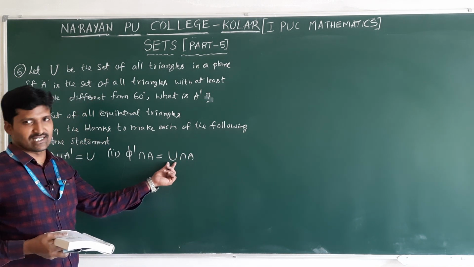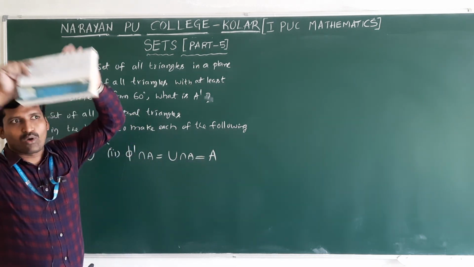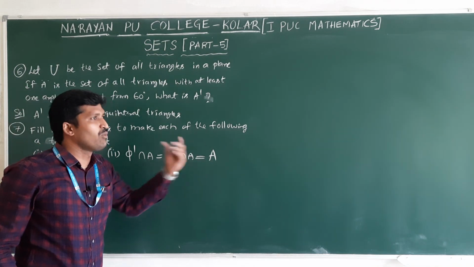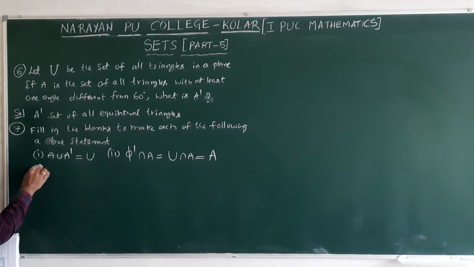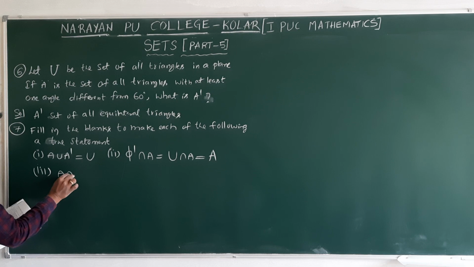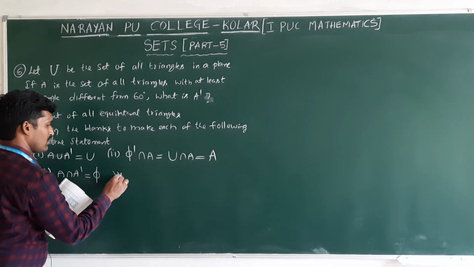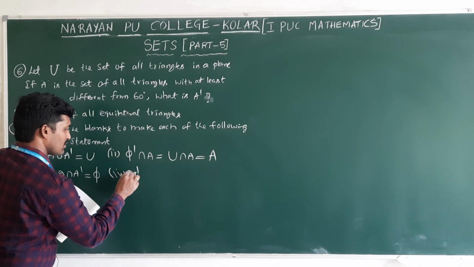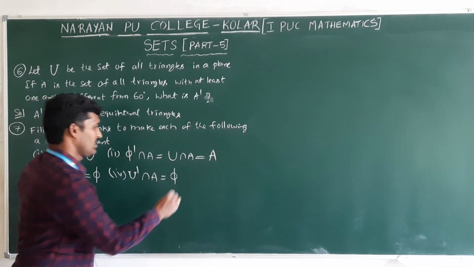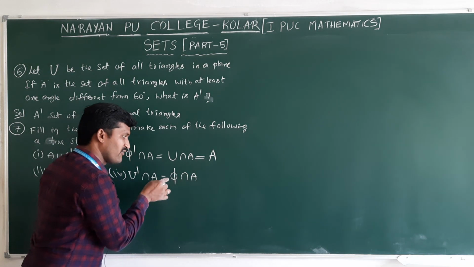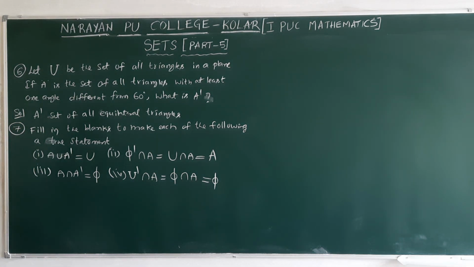A is a subset of the universal set. When subset, intersection gives A only. Universal is the complete set of values and A is only one part, so the common elements are A elements only. Next, A intersection A dash. A and A dash are always disjoint sets, that's why pi. Fourth one, U dash intersection A. U dash is nothing but pi, and the empty set has no common elements with any set, that's why pi. It's very easy to understand the concept.